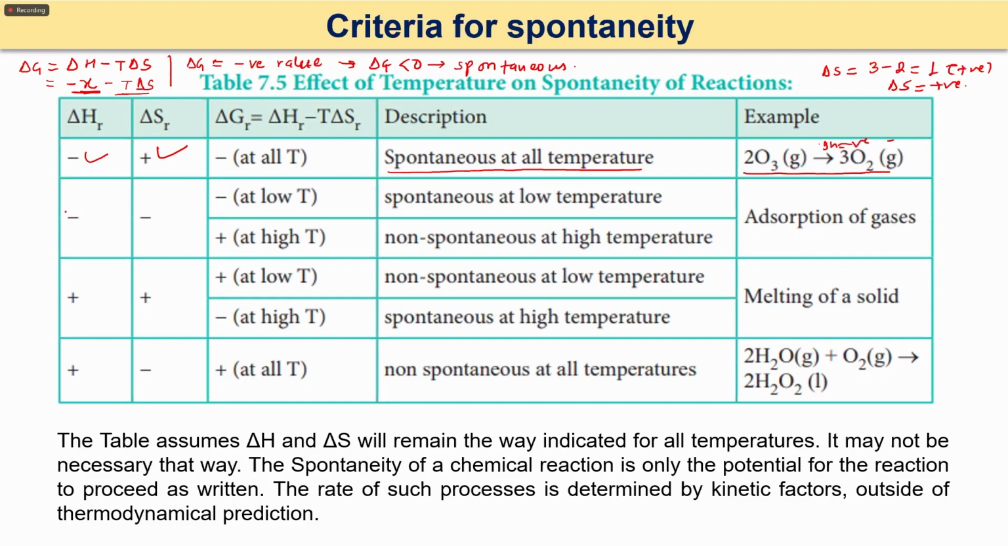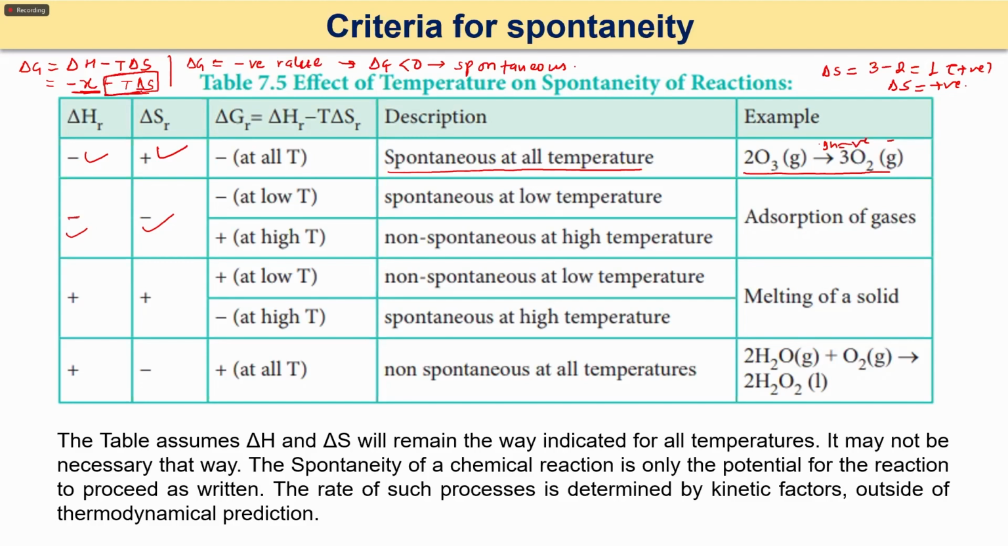Next, what if the enthalpy change of the reaction is negative, but your entropy change of the reaction is also negative? Right. So if delta S is negative, then the term minus T delta S will become positive.